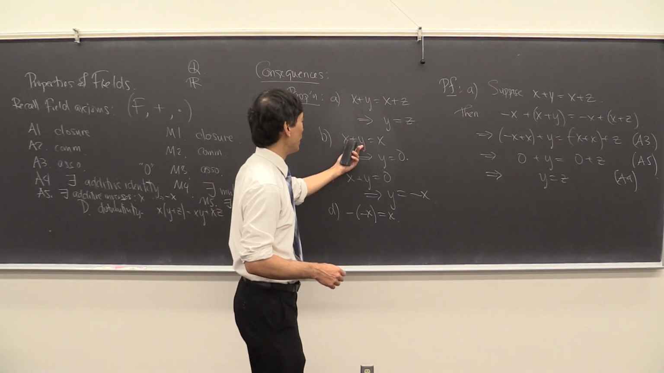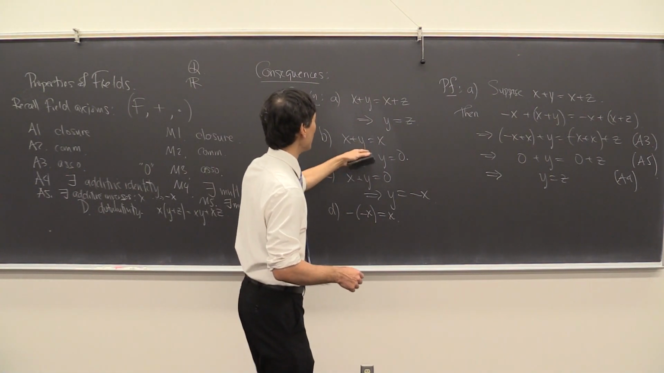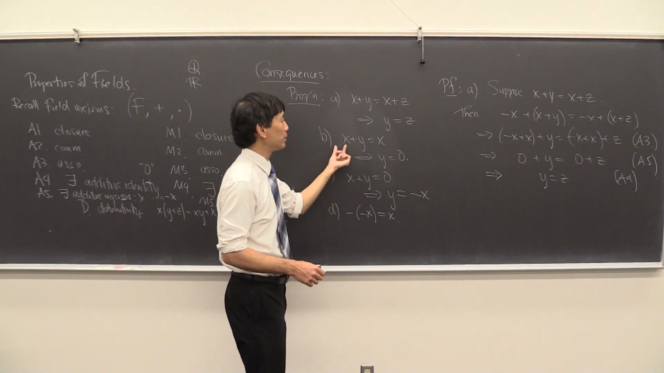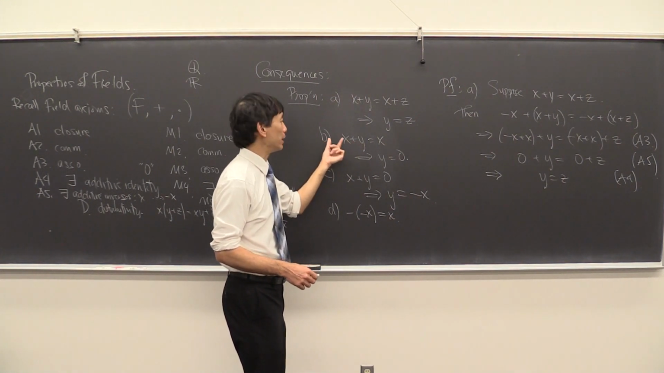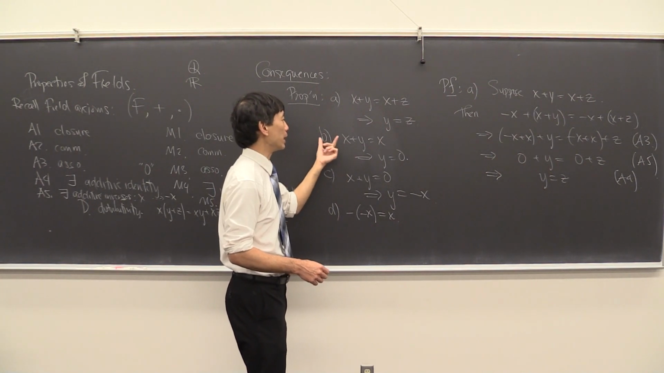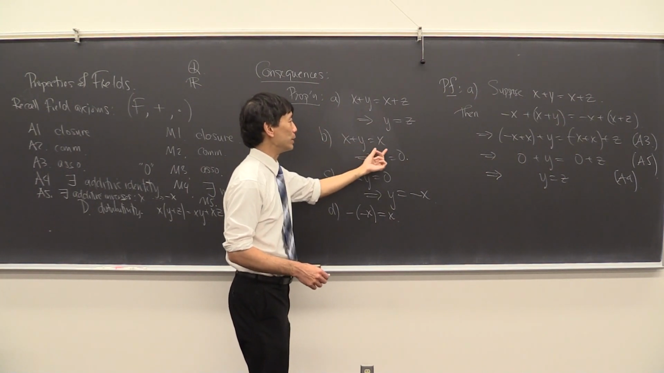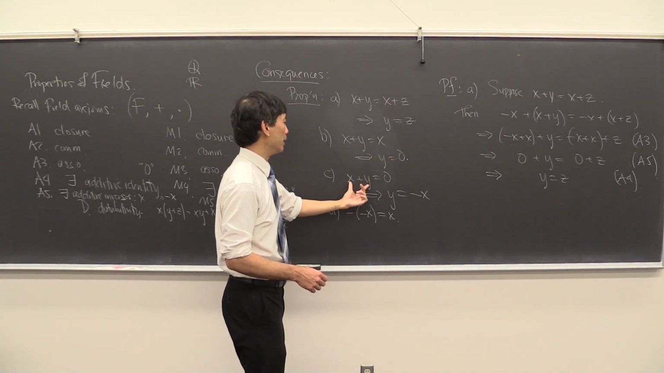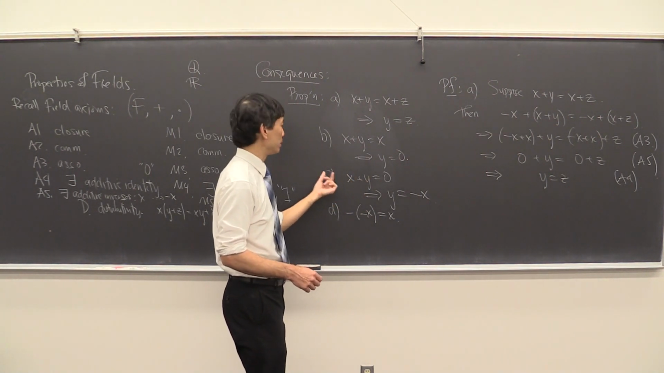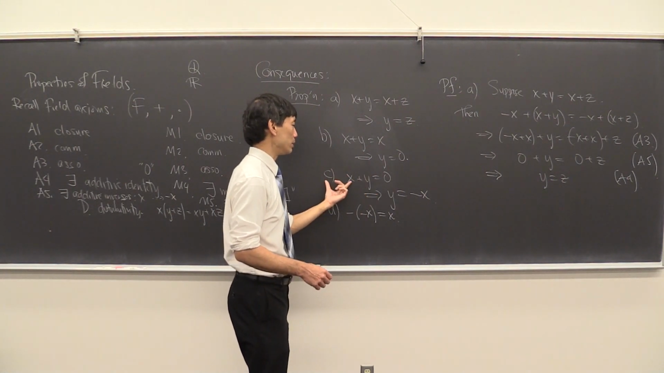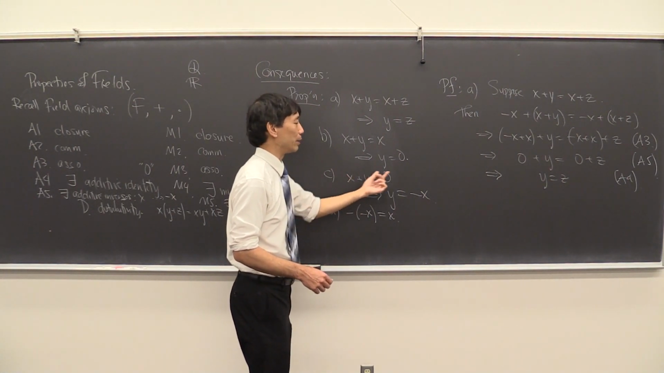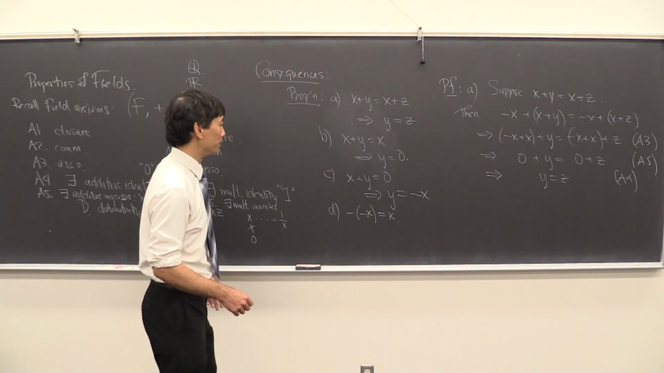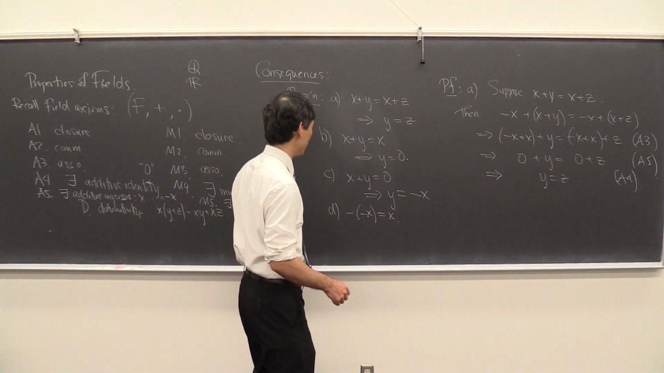Similarly, for this one you would do something similar. You'd add negative x to both sides. If you add negative x to both sides, you get 0 plus y equals 0, so y equals 0. For this one, you would add negative x to both sides, those guys would cancel off, you get 0, y equals negative x, and so on and so forth.